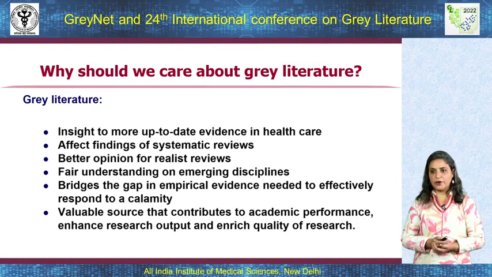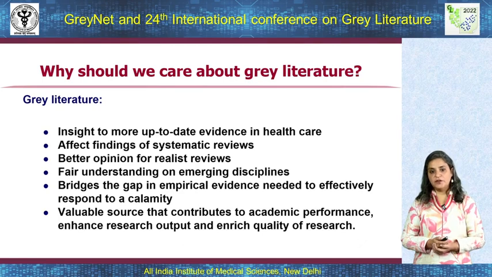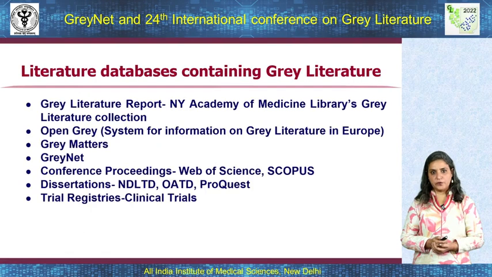Now coming to why Grey literature is important. Grey literature offers insight to more up-to-date evidence in healthcare. It may affect the findings of systematic reviews. It offers better opinions for realist reviews. It provides fair understanding on emerging disciplines. It helps to bridge the gaps in empirical evidence needed to effectively respond to a calamity. It offers a valuable source that contributes to academic performance, enhances research output and enriches quality of research. For that reason, it is important that we care for the Grey literature.